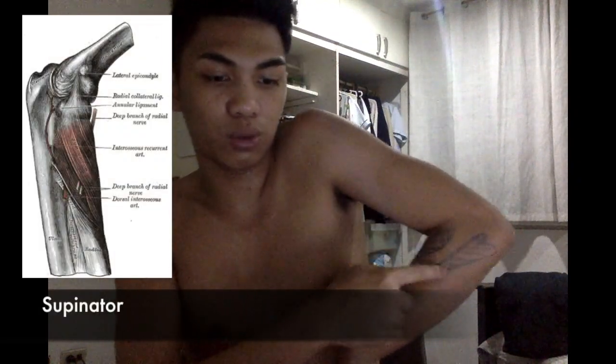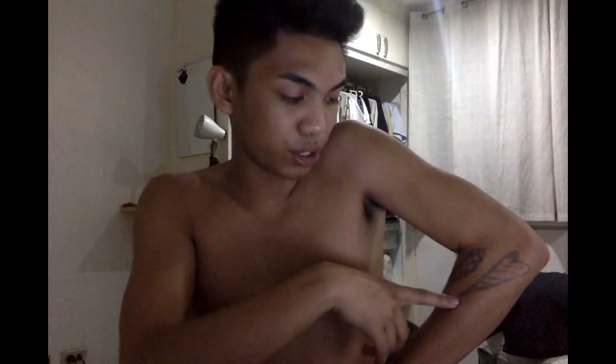Last, for the elbow muscles, we have the supinators. It's here. It's 2-layered. Its origin is in the lateral epicondyle of the humerus and supinator fossa ulna. Dito siya. And its insertion is the lateral, posterior, and anterior surfaces of the radius. Dito siya. Its action is that it's responsible for the supination of the forearm.